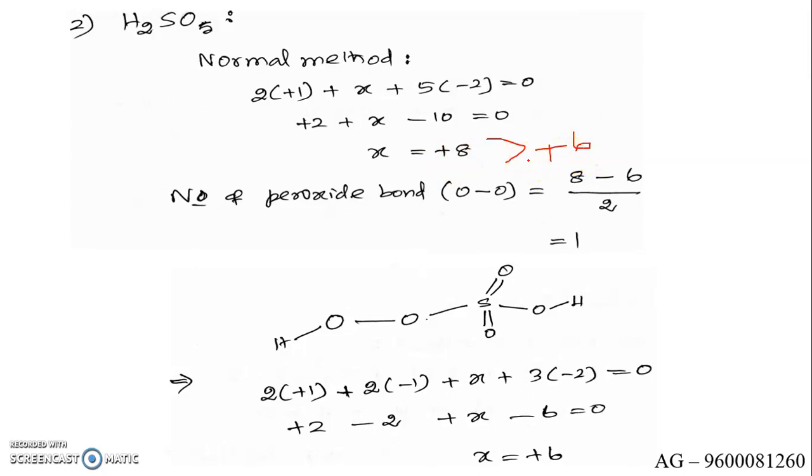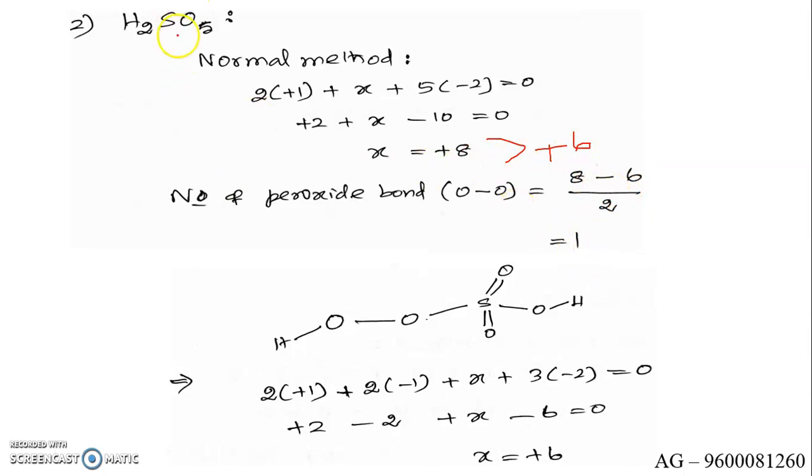of a peroxide bond. So calculate the number of peroxide bonds, and you have one central atom here. When a molecule has one central atom, how to calculate the number of peroxide bonds? Calculated oxidation state minus the maximum possible oxidation state, divided by 2. 8 minus 6 is 2. 2 by 2 is 1. Are you clear? So it has one peroxide bond.